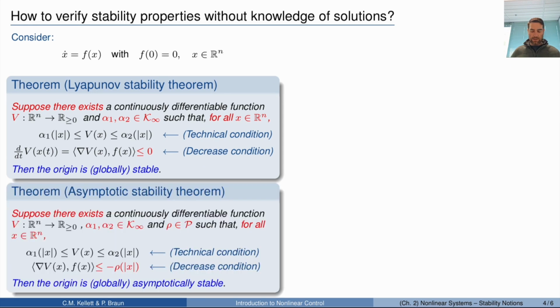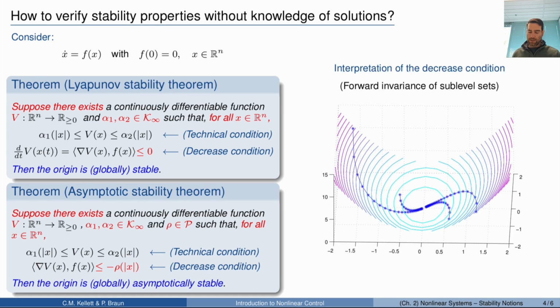With a slight variation, we even obtain asymptotic stability. Namely, if we are not demanding that the inner product here is less or equal to 0, but that it's actually less than 0 for all x unequal to 0, defined here through a positive definite function, then we can conclude asymptotic stability.